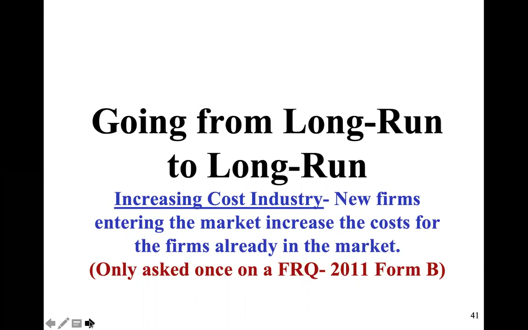So what is an increasing cost industry? Well, when new firms enter the market, it's going to increase the cost for the firms that are already in it. So in the last example, the cost curves never moved at all, okay? But this time what you're going to see is as firms enter the market, they're going to bid up the prices of resources. They're going to bid up the prices of raw material. And that's going to make us, as an existing firm, have higher costs.